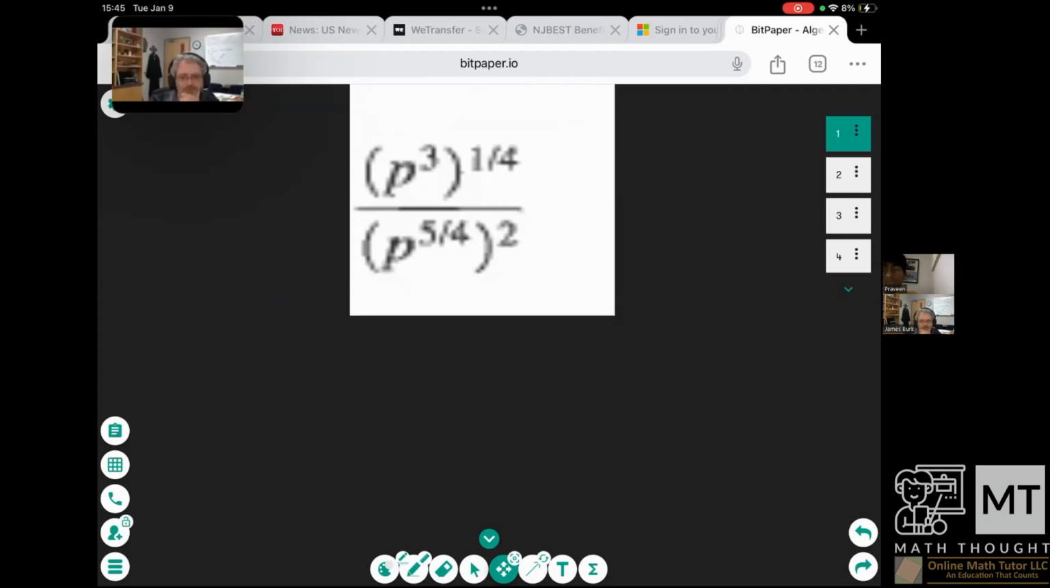P to the 1/4 and P to the 5/4 to the 2nd. So, P to the 3/4 over P to the 10/4. And then 3/4 minus 10/4 equals negative 7/4.